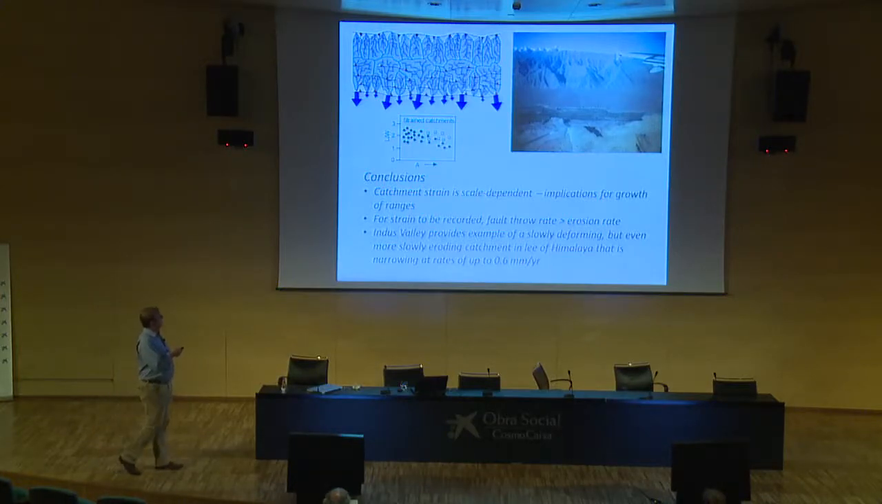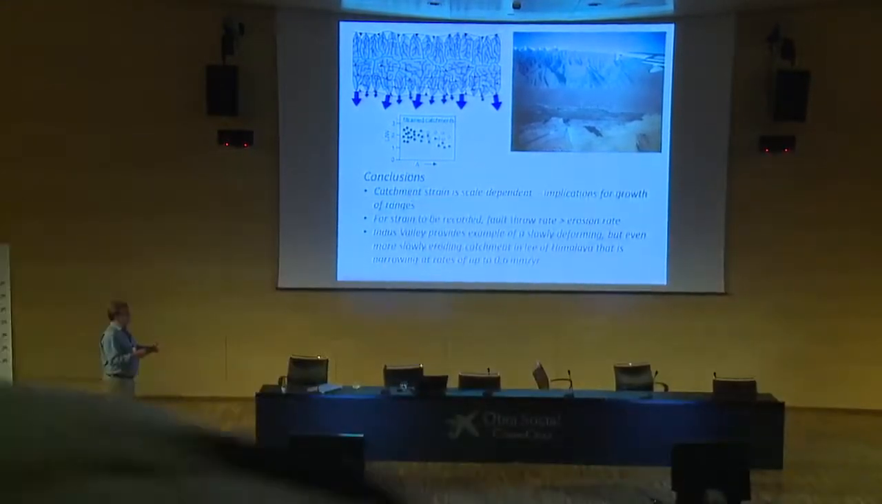So I think the conclusions are that catchment strain appears to be scale dependent, and I think this has interesting implications for the progressive evolution of mountain ranges and the way in which catchments evolve. This sort of cartoon illustrates progressive deformation, and this represents the scale dependency. For strain to be recorded, fault throw rate needs to be greater than the erosion rate.